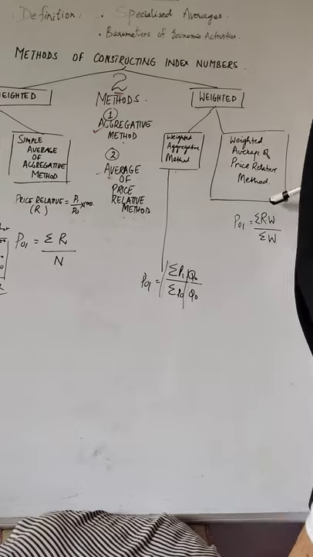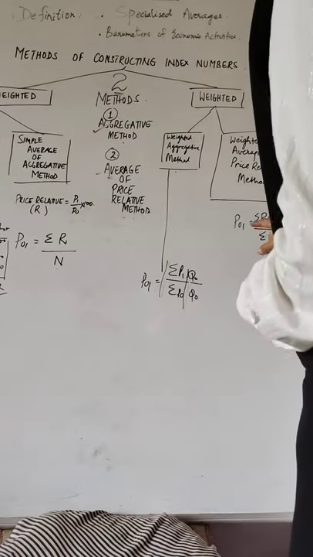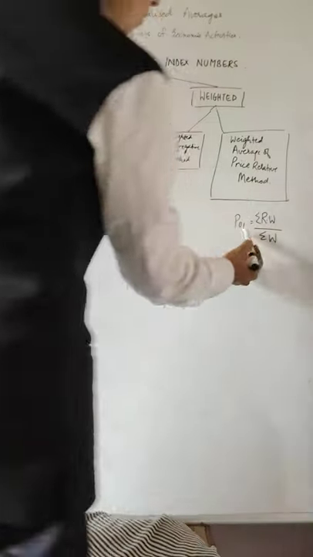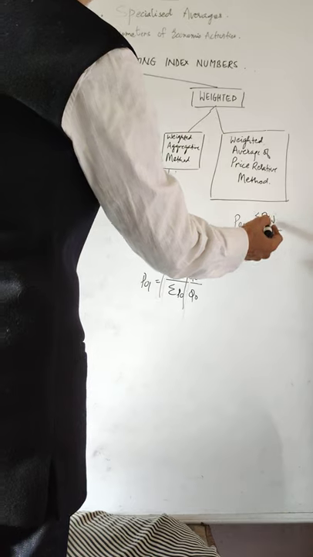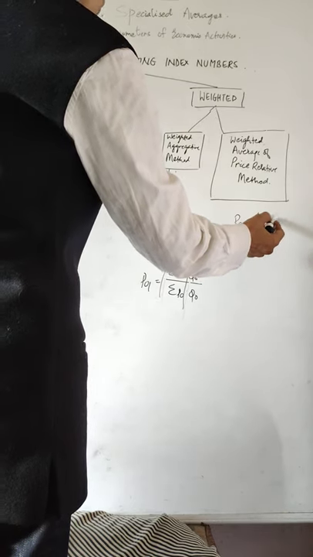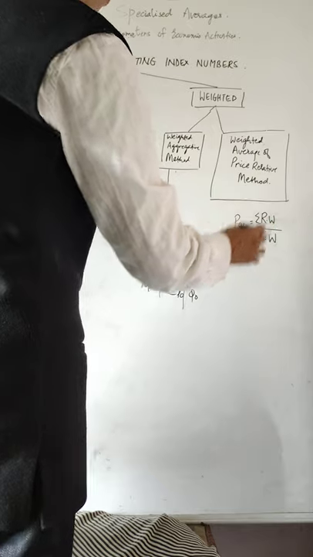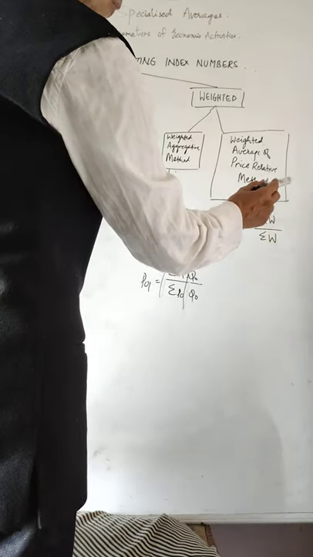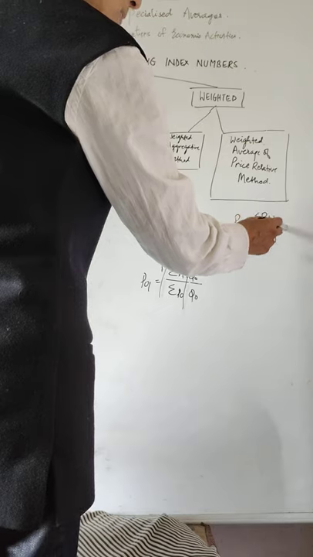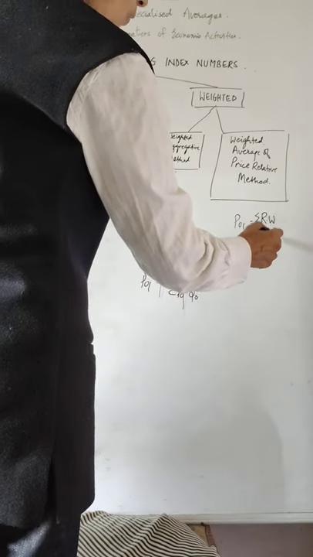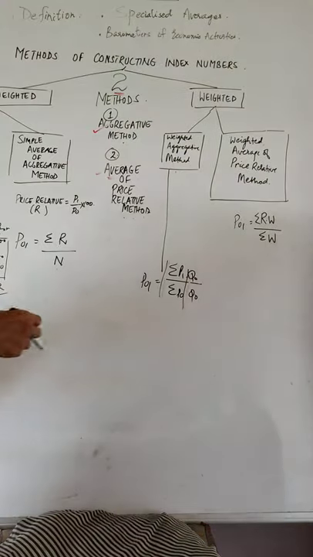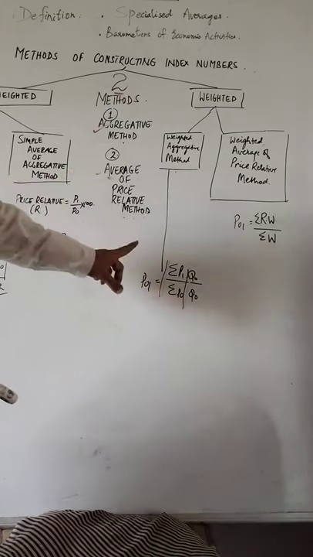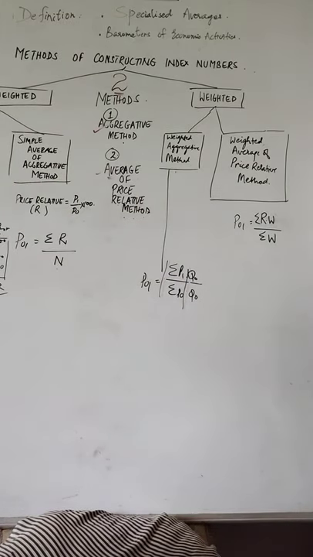Now, weighted average of price relatives. In this, what do we find? We take P01, that is the index number, as sigma of the price relative, that is P1 upon P0 into 100, into the weights that are assigned to them. Whatever weights have been assigned, whatever importance has been given, divided by the summation of all the weights together. That becomes your weighted average of price relatives method. So this we are going to do in the ensuing classes.